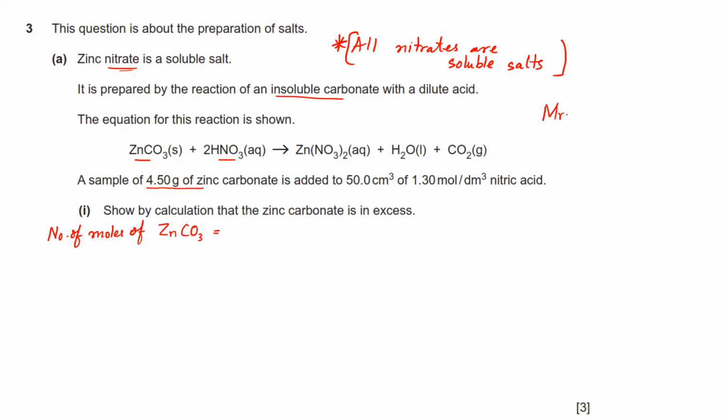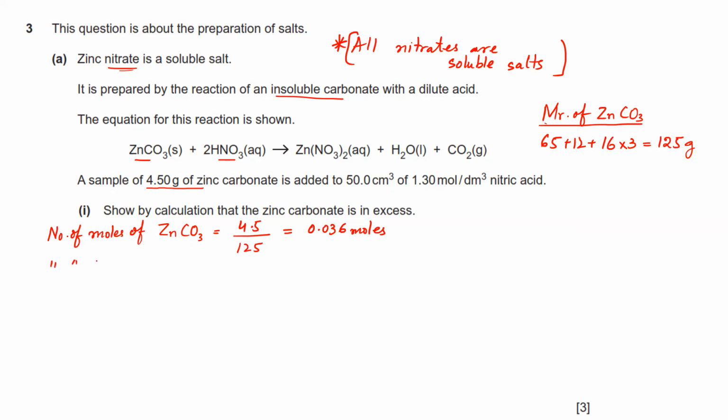So then you have to calculate moles. So molecular mass of ZnCO3: if we add zinc is 65, carbon is 12, plus oxygen 16 multiplied by 3, it comes out to be 125 grams. Okay, so 4.5 grams divided by Mr. So the number of moles becomes 0.0636 moles. Okay, these are the number of moles of zinc carbonate.